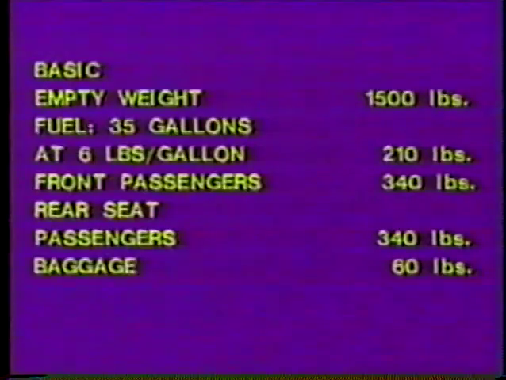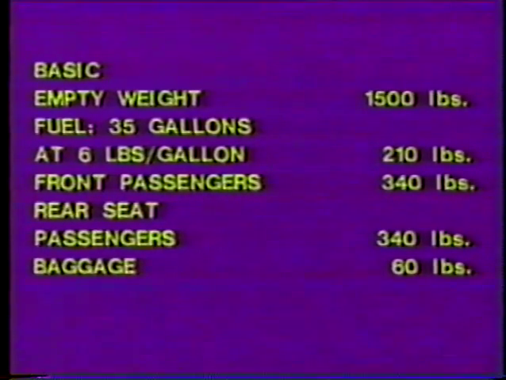weight. The airplane's basic empty weight is 1,500 pounds. Its fuel, 35 gallons at 6 pounds per gallon, is 210 pounds. Two front passengers weigh 340 pounds. Two rear seat passengers weigh 340 pounds. The baggage, 60 pounds. Always use actual weights of people and baggage.